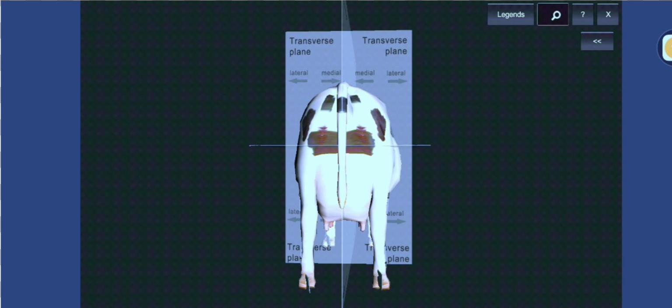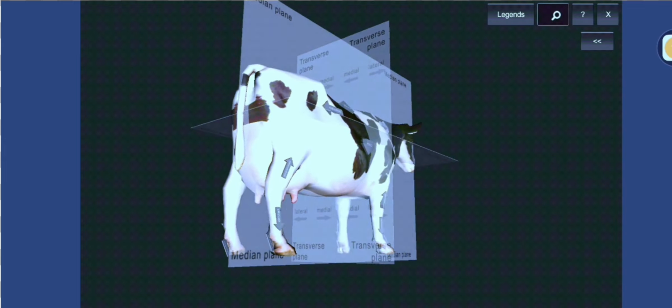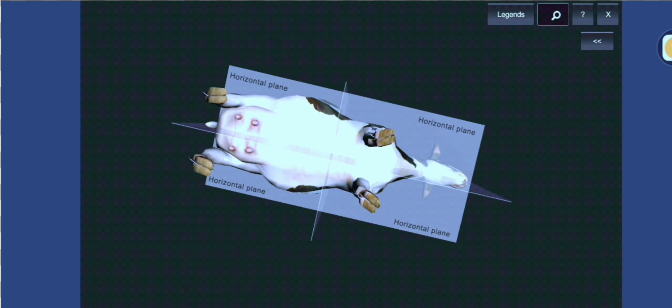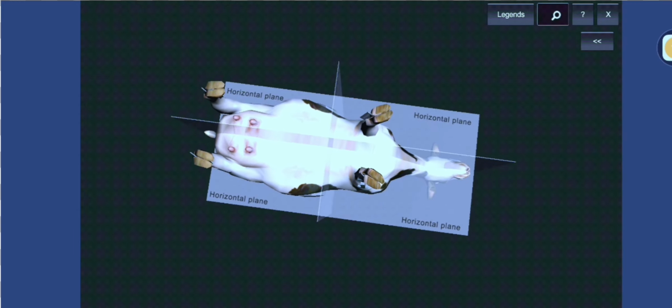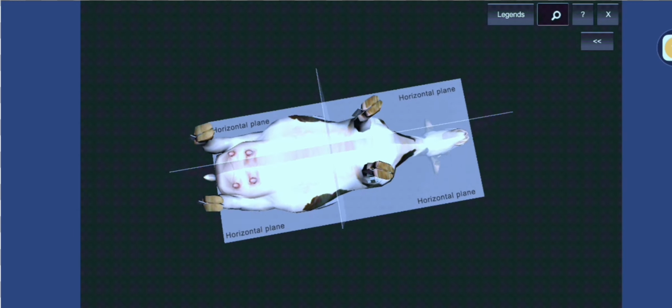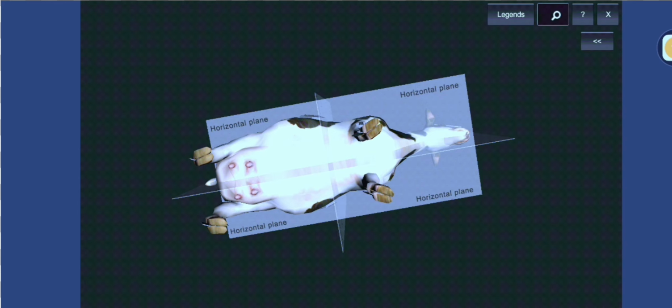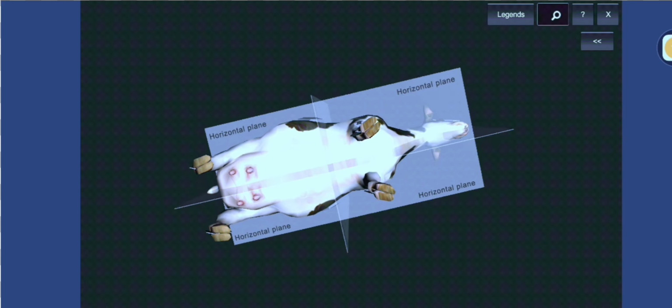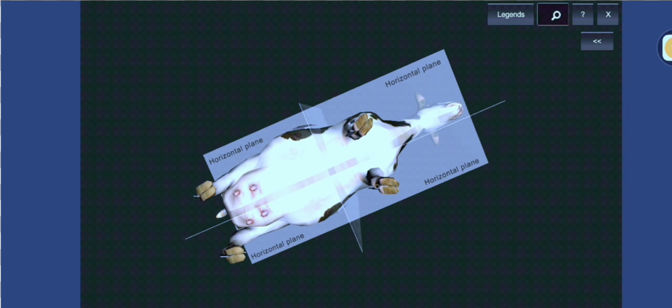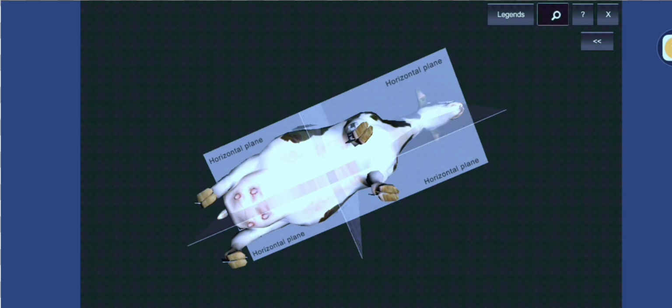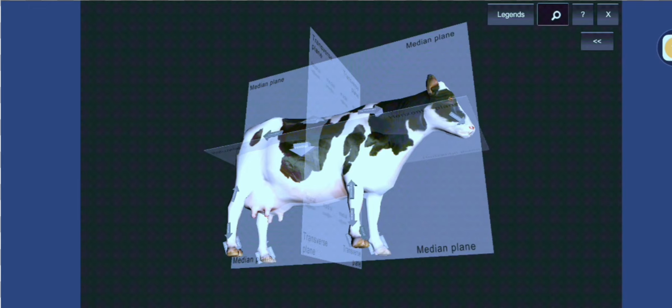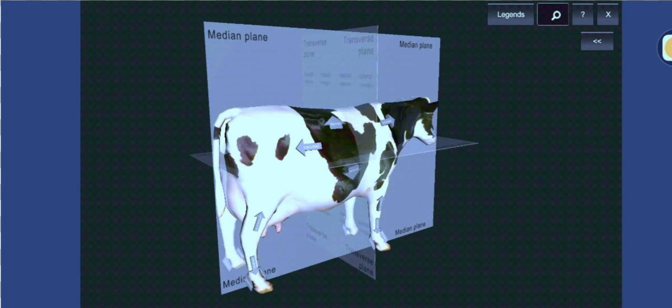Then the horizontal plane, which lies along the horizontal. First of all, we have to discuss the horizontal plane, as it is easier to understand the transverse plane. This is the horizontal plane, which lies horizontally. The name itself tells us that the horizontal plane lies horizontally. Then we are going to discuss the transverse plane.